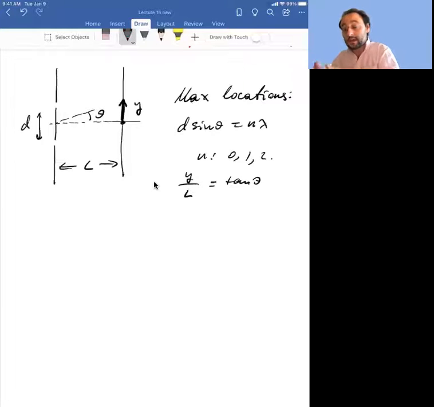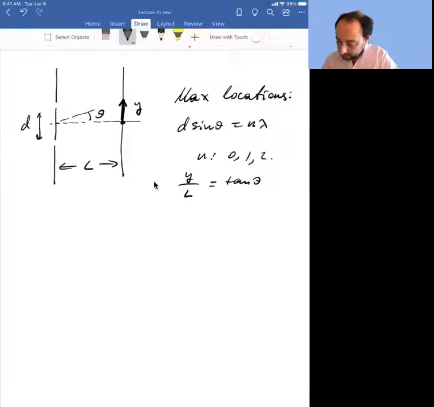Where do these formulas come from? They come from thinking about the two paths that lead to a particular point, and that in order to reach a maximum, the difference in the lengths of those two paths has to be an integer number of wavelengths: one wavelength, two wavelengths, or zero wavelengths in the center. So that's where this formula comes from.